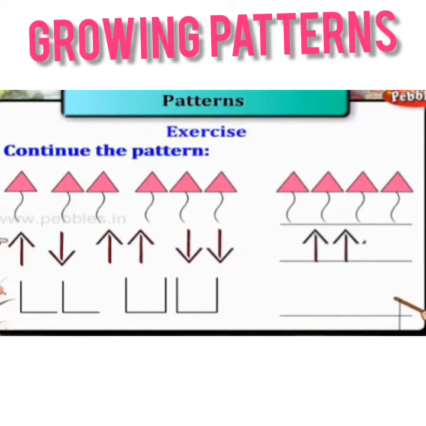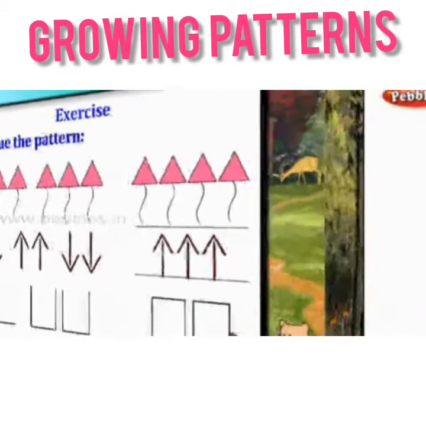Children, next is one up arrow, one down arrow. Two up arrows, two down arrows. Next will be three up arrows. Okay, children. One is two lines. Next three lines. Next one will be automatically four lines. These four lines look like a square.